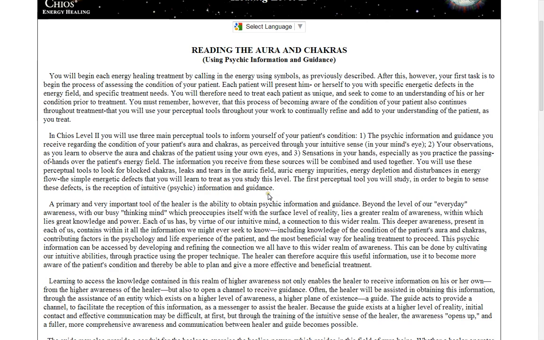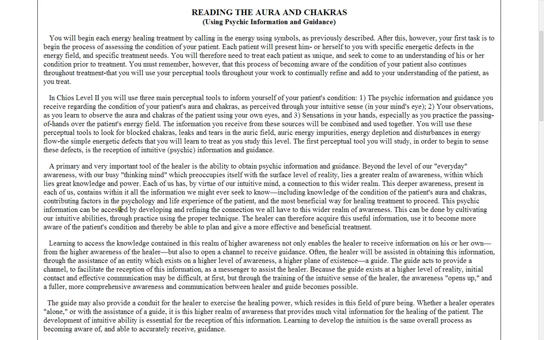So the first perceptual tool you will study in order to begin to sense these defects is the reception of intuitive, psychic, gut feeling, third eye information and guidance. Also heart-to-heart empathy. A primary and very important tool of the healer is the ability to obtain psychic, energetic information and guidance beyond the level of our everyday awareness and consciousness with our busy thinking mind, which preoccupies itself with the surface level of reality.